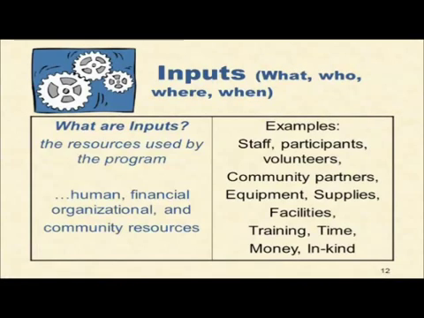Now, as to the inputs relate to the program planning formula, the question of what, who, where, and when. So what are inputs? The inputs are resources used by the program. It could be human, financial, organizational, and resources in the community. An example of that is staff participation, what kind of staffing you have, how many volunteers you get, and who in the community will be collaborating with you.